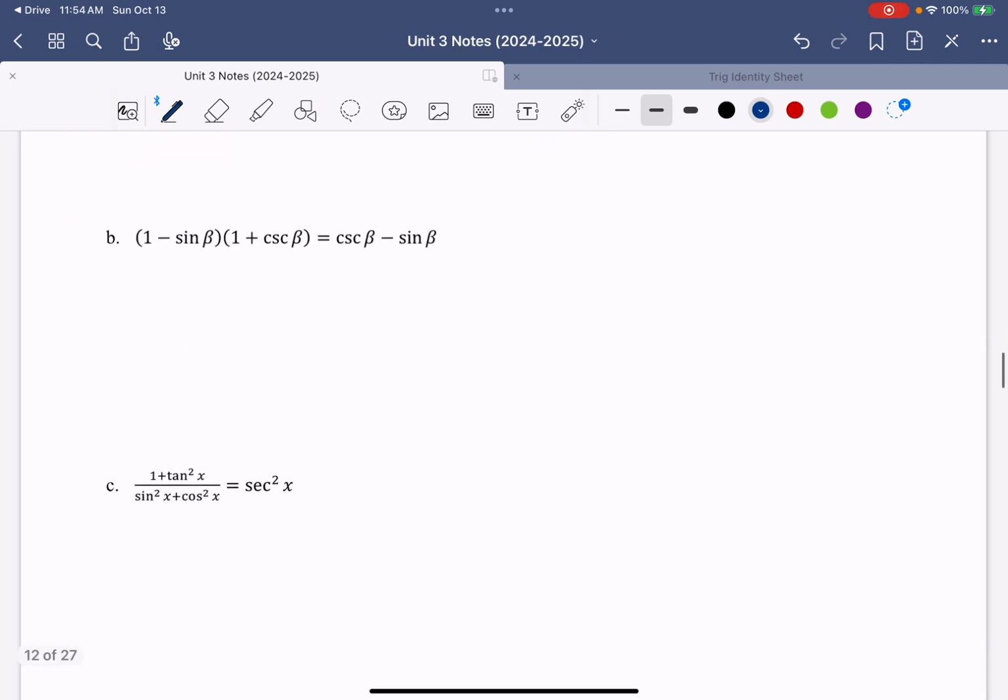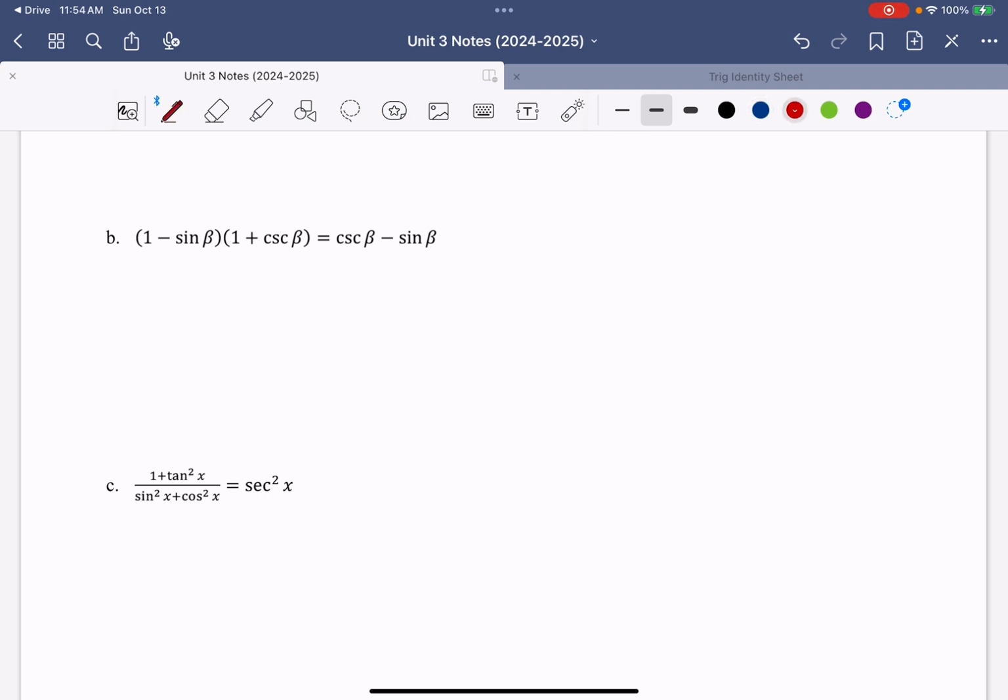Okay, looking at our next one, I have 1 minus sine of beta plus 1 plus cosecant of beta is equal to cosecant of beta minus sine beta. Don't let the fact that our variable is no longer an x and is a different Greek letter freak you out. It's just a beta. It's going to do the same thing.